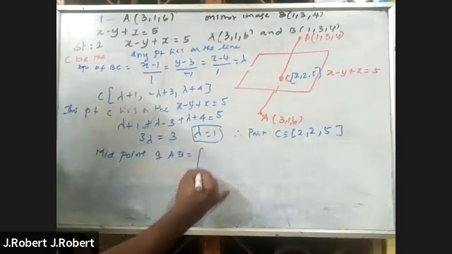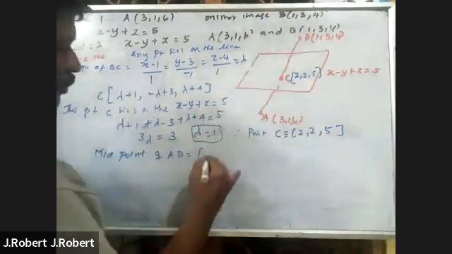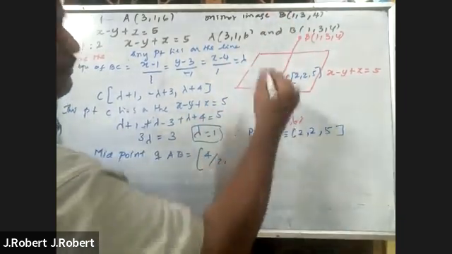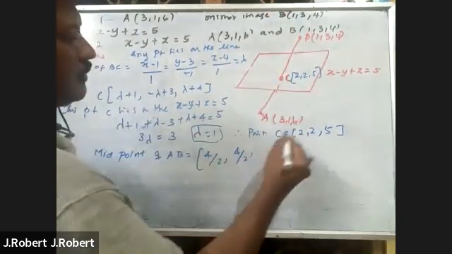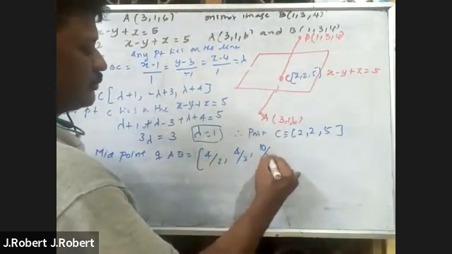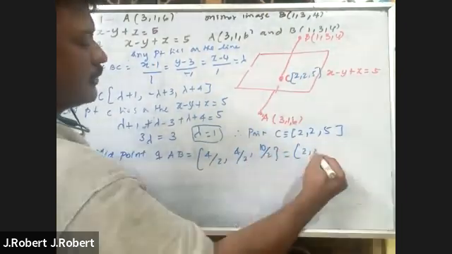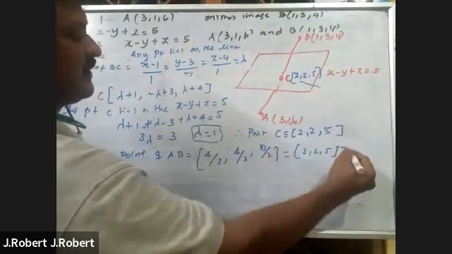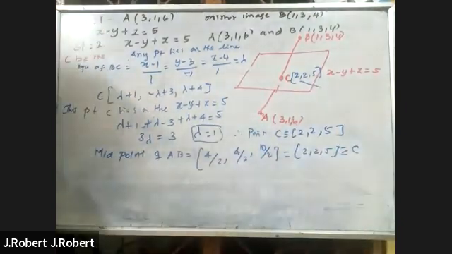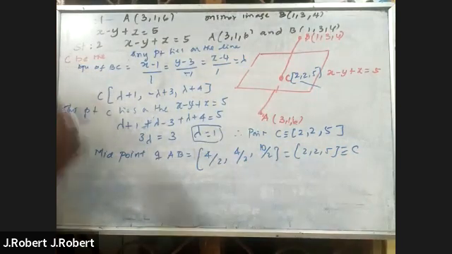What is the midpoint of AB? 3 plus 1, 4 by 2. 1 plus 3, 4 by 2. 6 plus 4, 10 by 2, which will give you (2, 2, 5), which resembles the C point. Therefore, we have found that C is the midpoint of AB. That's the first statement correct. A is the mirror image of B. Statement 1 is correct.